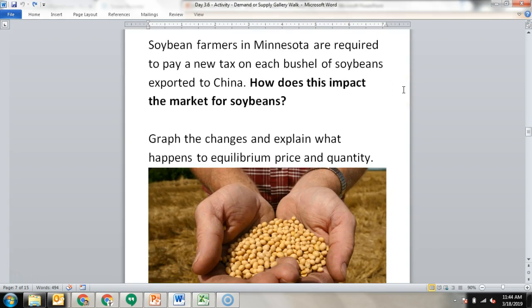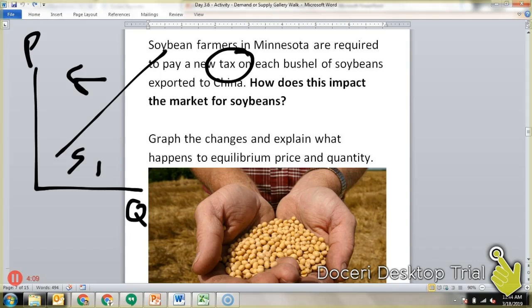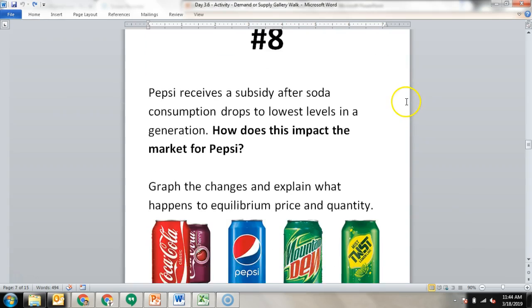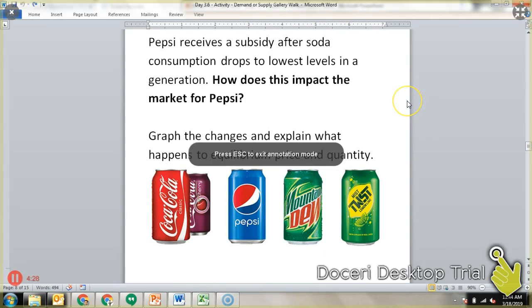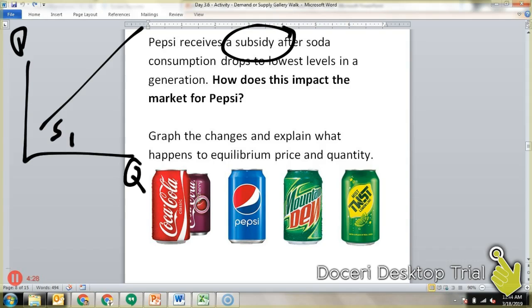Number 7, soybean farmers are going to be taxed, and taxes always have the same effect. It's going to be a supply decrease as a result of government policy. Number 8, subsidy likewise is going to have the same effect all the time. In this case, though, it's going to be a supply increase. Makes it cheaper to produce something so they can produce more.